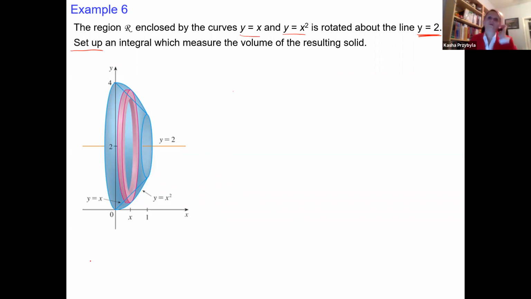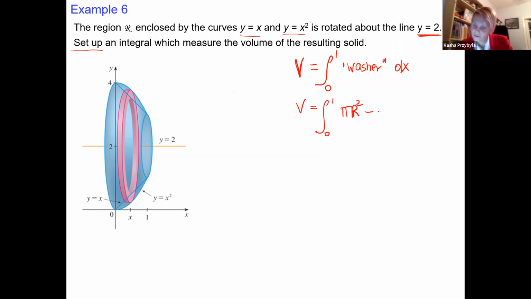That means we know that we have to integrate from 0 to 1 the cross-sectional area, which is the washer, with respect to X from 0 to 1. And we will need pi r squared. The only thing that I would like you to get is the outer and the inner radius.